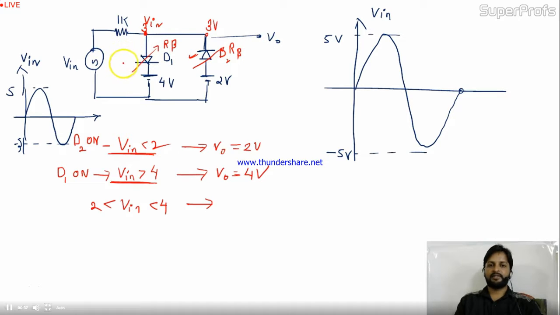When these 2 branches you will remove, the circuit will be open, there will be no drop across this. Directly this V in you will get at the output stage. So in this case output will be V in. Let's draw the waveform now.